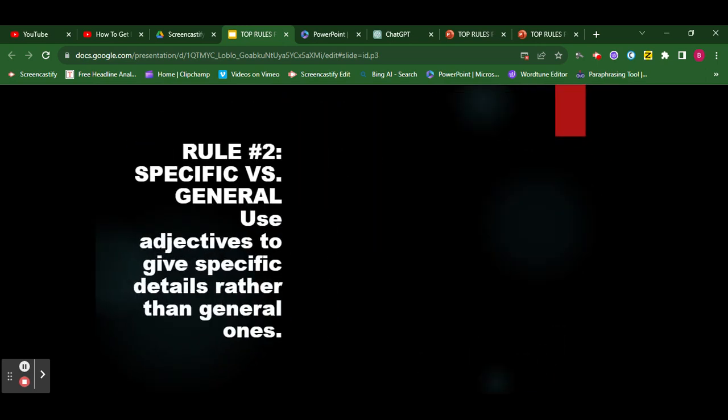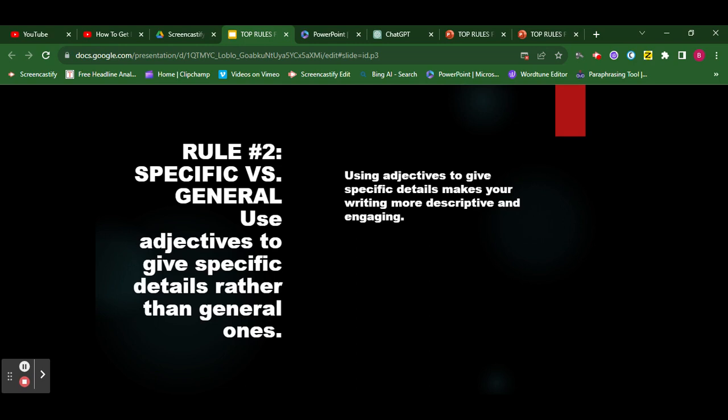This brings us to rule number 2, specific versus general. This rule states that you need to use adjectives to give specific details rather than general ones. When you use adjectives to give specific details, you make your speech or writing more engaging, more descriptive, more vivid. Let's look at using adjectives to give specific details and how it makes your writing more descriptive and engaging.